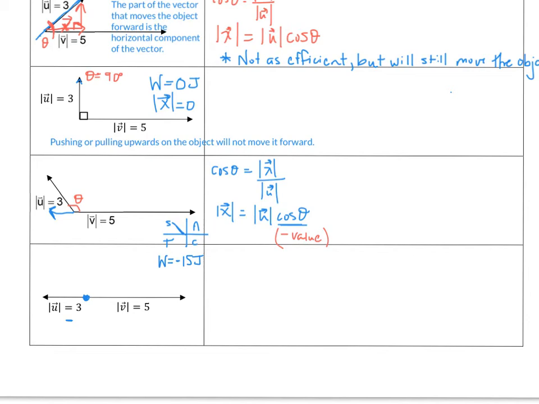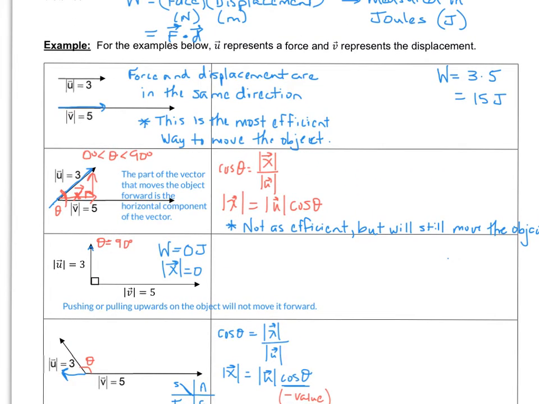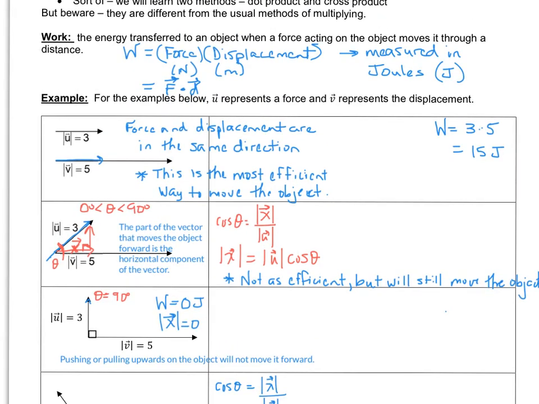All right, so how does this all work out here? I want to go back to the original example up here. It looks like work should just be the product, based on our information here, the product of our force vector with our displacement vector, which was true with the very first one. 3 times 5 is 15.